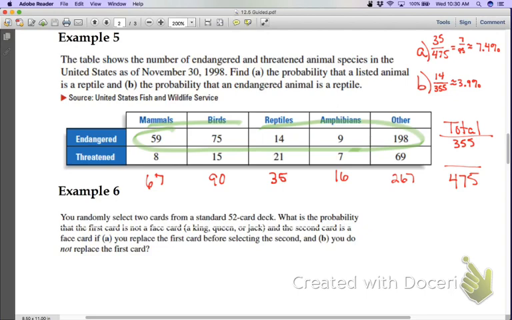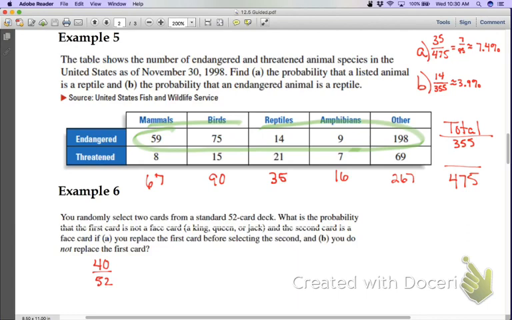Then on 6 it says you randomly select 2 cards, 52 card deck. Okay. What's the chance of you getting a card that is not a face card? So king, queen, or jack. So how many of them are not face cards? Well, how many cards are there? 52. How many of them have faces on them? 12. So what's 52 minus 12? 40. So 40 out of 52 are not face cards.